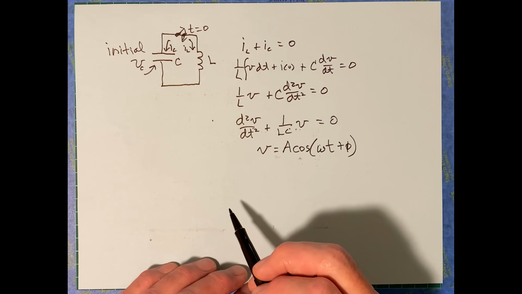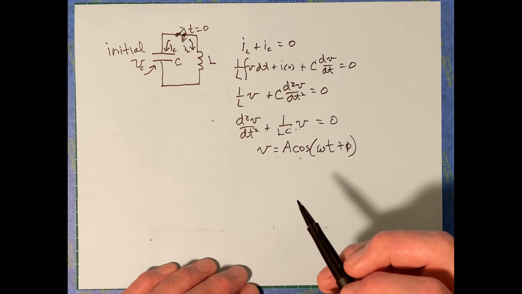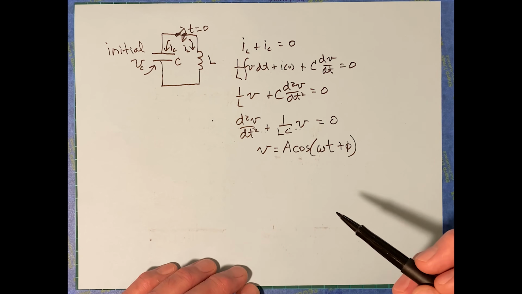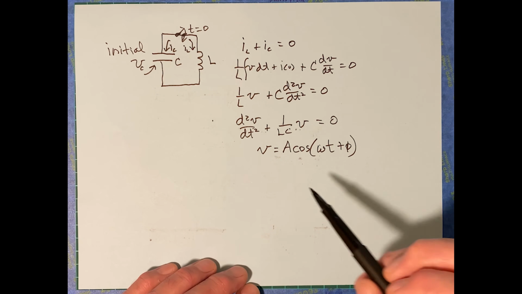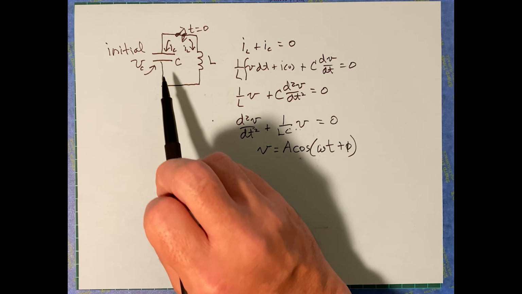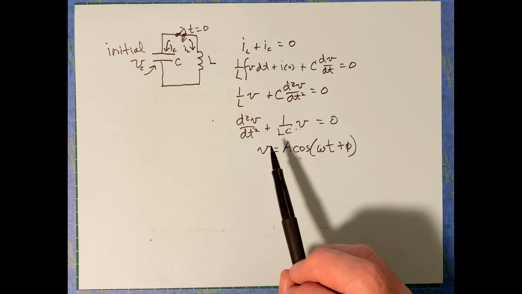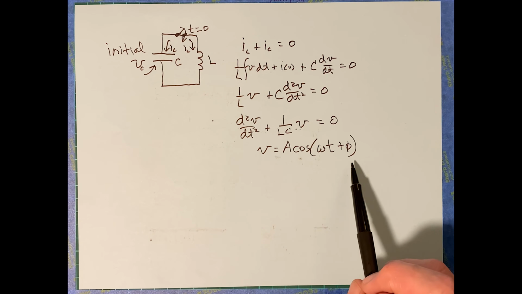So adding in a resistor is the equivalent of adding friction to the simple harmonic oscillator with the mass on the spring. So this thing would go on forever. This is an idealized case. It doesn't really exist, but it would go on forever if we did not add the resistances.